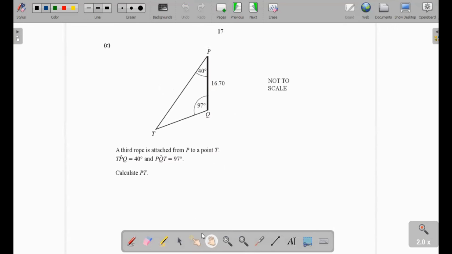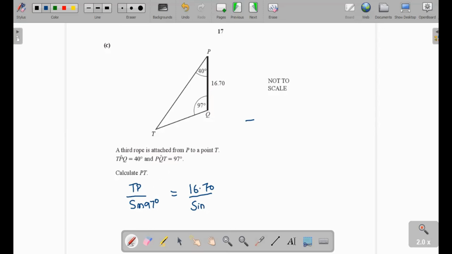Here we see that two angles and one side are given. We have to find the third side, TP, and this value can be calculated by using the sine rule, because when we have two angles and two sides, we use the sine rule. Firstly, we find the angle. Here is the TP length, sine 97. This is the sine rule. This length is opposite the sine angle, and that length is 16.0 and sine T.